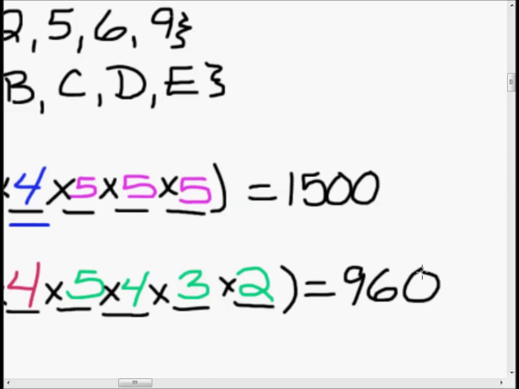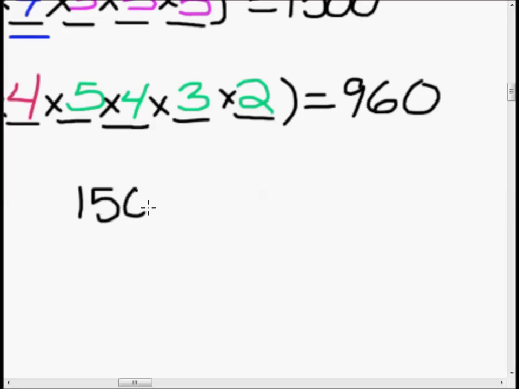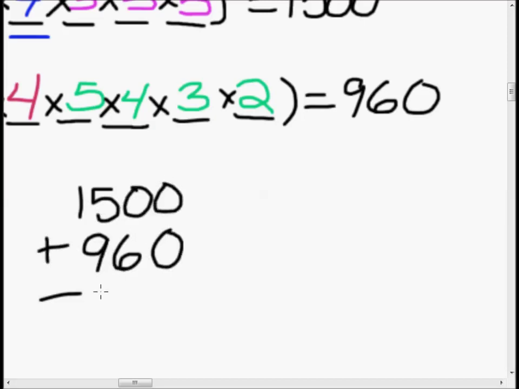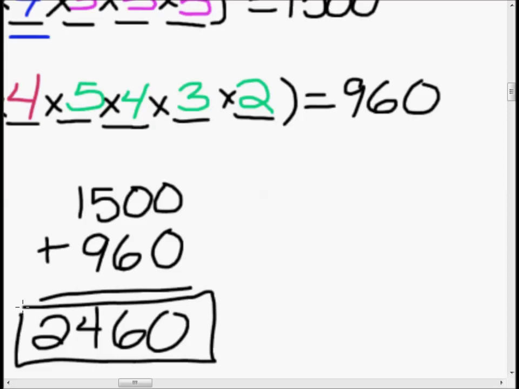So then we're going to add 1500 to 960, right? Remember, because there's an or. And once you add those together, you get 2460. So 2460, and that is our answer.